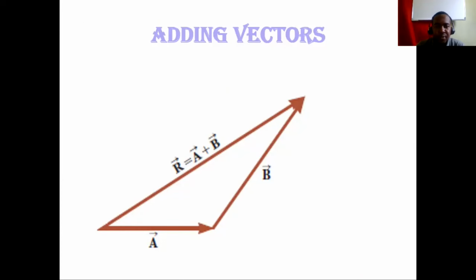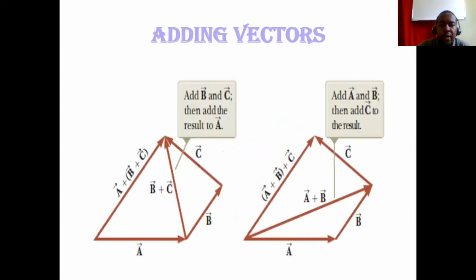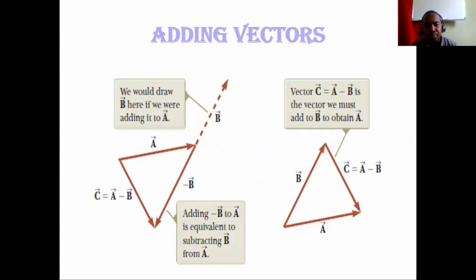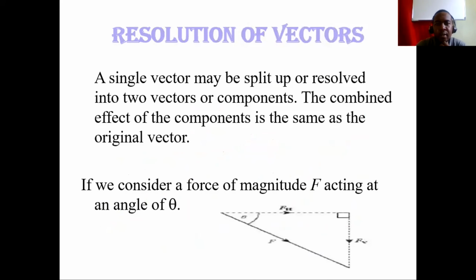So let's look at resolving vectors. These are things that you should be aware of from math or CXC physics. So adding vectors, we add A and B to give us the resultant R. So that's what's happening here. So let's look at resolving our vectors.